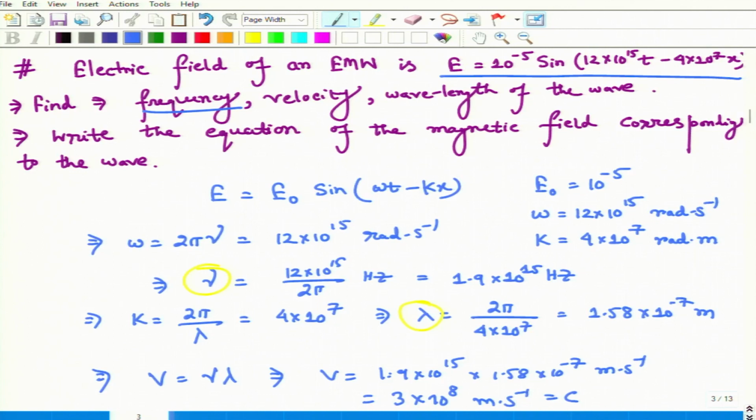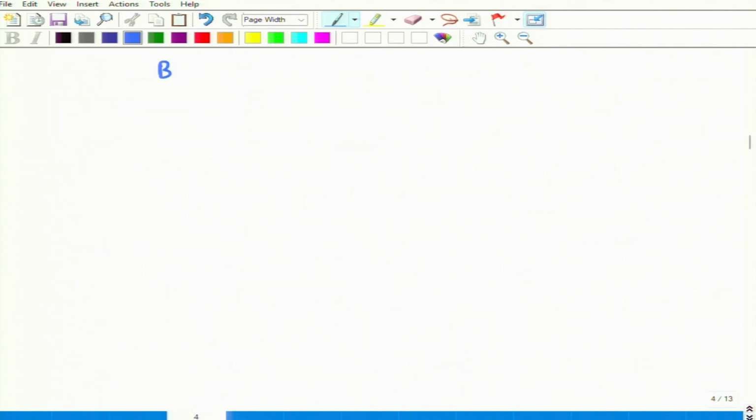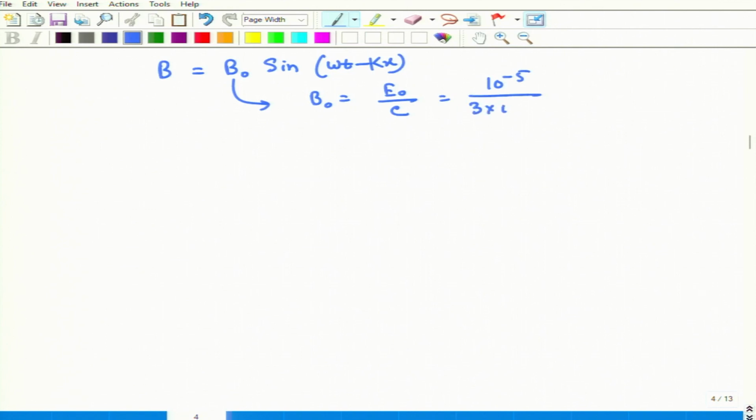The next part is to write the equation of the magnetic field corresponding to the wave. It's also easy. We know that the magnetic field B we can write as B naught sine omega t minus kx. The omega t minus kx is already given in the first part of the question in the form of the electric field, so we can directly copy it from there. But before that we have to evaluate B naught. What is B naught? B naught is E naught by c. E naught is 10 to the power minus 5, divided by 3 into 10 to the power 8. So it will be 3.33 into 10 to the power minus 14.